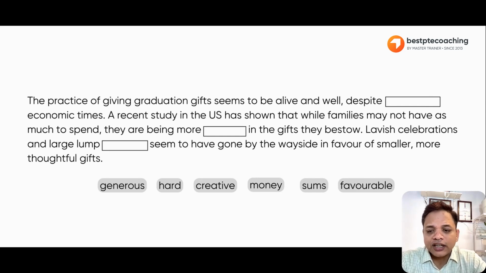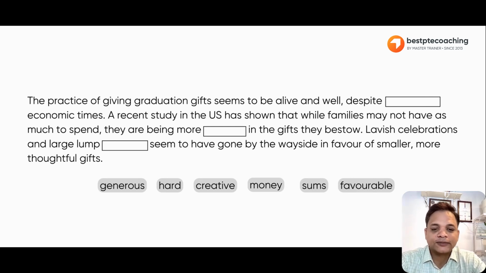Lavish celebrations and lump blank seem to have gone by the wayside in favor of small and more thoughtful gifts. Lump sums. I think lump sums is the correct answer. So people are no longer giving what? Lavish gifts. They are giving thoughtful gifts. So I got a cue to answer my second blank. That is what? Maybe more creative is the correct answer.